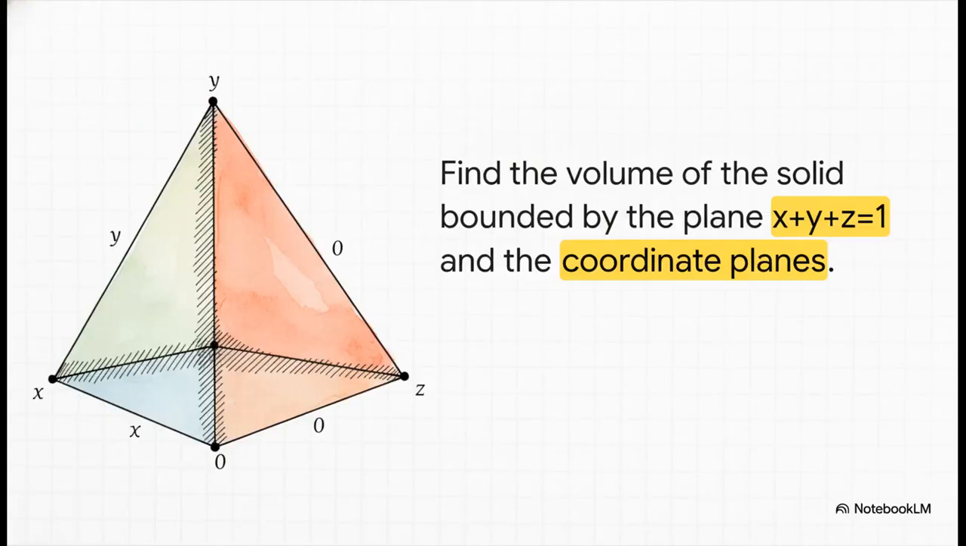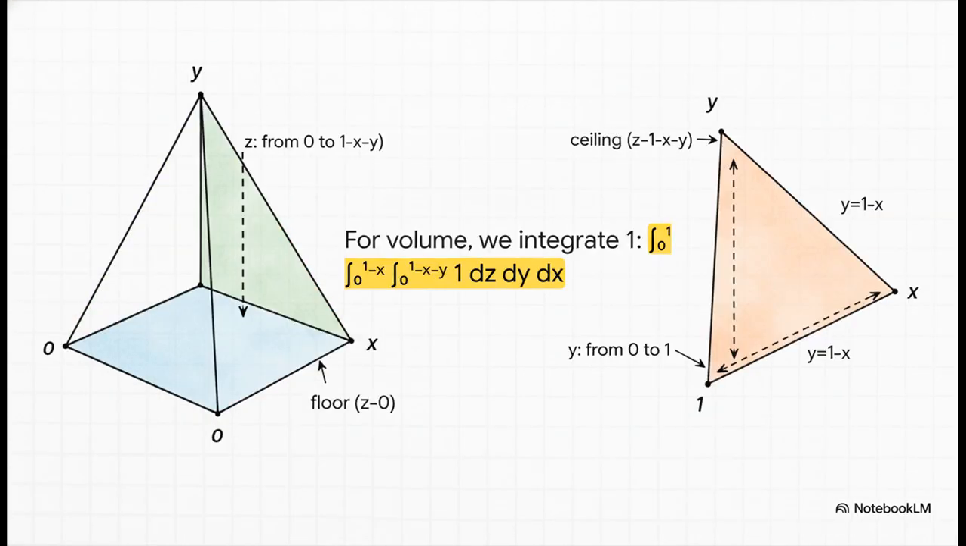So try to picture this shape. It's like a pyramid in the corner of a room, bounded by the floor and two walls, and then sliced off by a slanted plane, x plus y plus z equals 1. And since the problem is asking for volume, that tells us the function we're going to be integrating is just the number 1. Okay, let's pull out our blueprint and build this thing step by step.